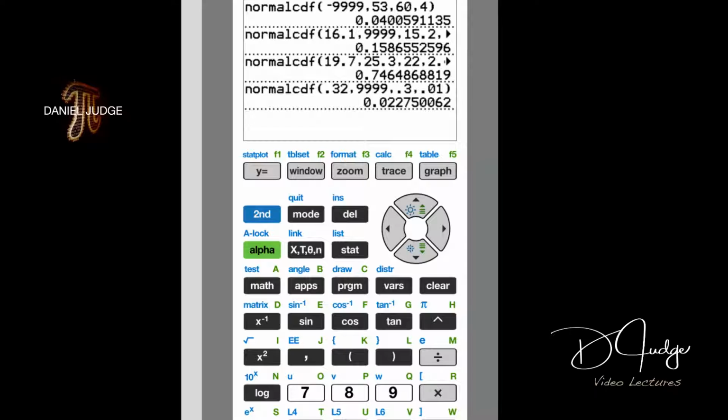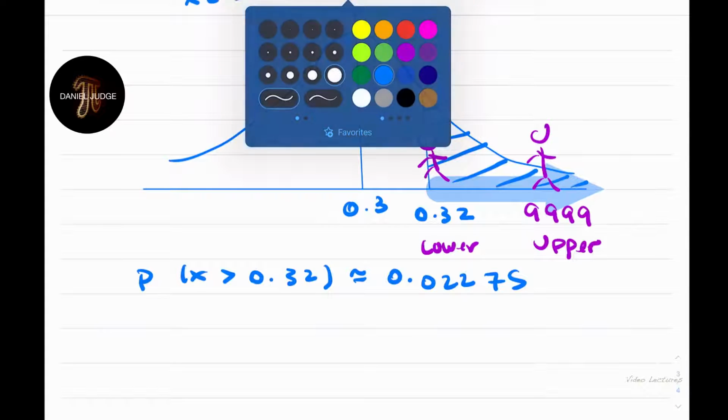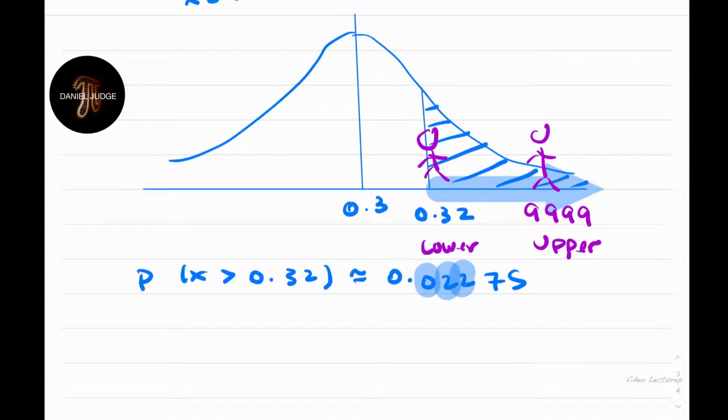And let's see what we get here. This is approximately, ladies and gentlemen, 0.02275. So if we go to the 10,000ths position, tenths, hundredths, thousandths, 10,000ths, the digit to the right is a 5, add 1 to the 7. Approximately 0.0228. So, ladies and gentlemen, this here is the probability.